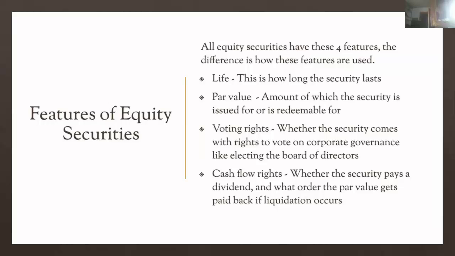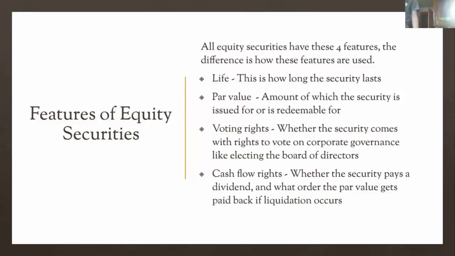And then par value is the amount at which a security is issued or is redeemable for. This is a lot with bonds, but every equity has some kind of par value. And next we have voting rights. This is whether the security comes with rights to vote on corporate actions. This can include electing the board of directors, shareholder issues that come up, or generally any kind of corporate governing.